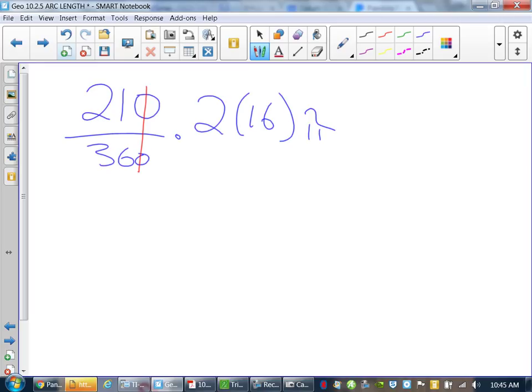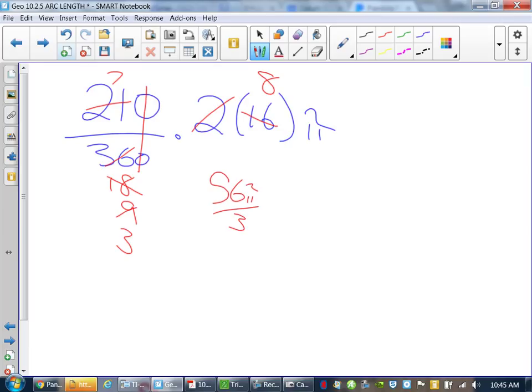But what I can do is, 2 goes into 36 18 times. And then 18 and 16 are both divisible by 2, so it becomes 9 and an 8. 9 and 21 are both divisible by 3, so that becomes a 3 and a 7. So I'm left with 56 pi over 3.